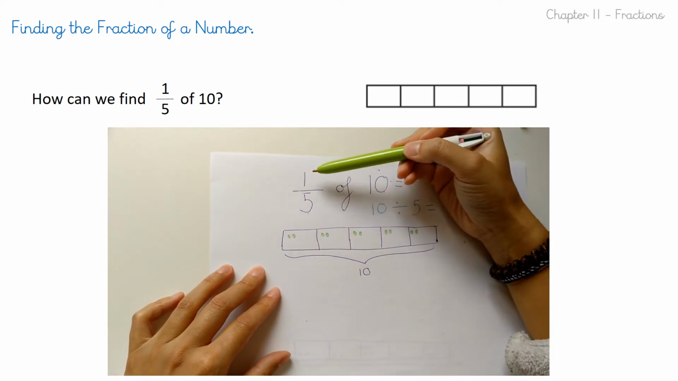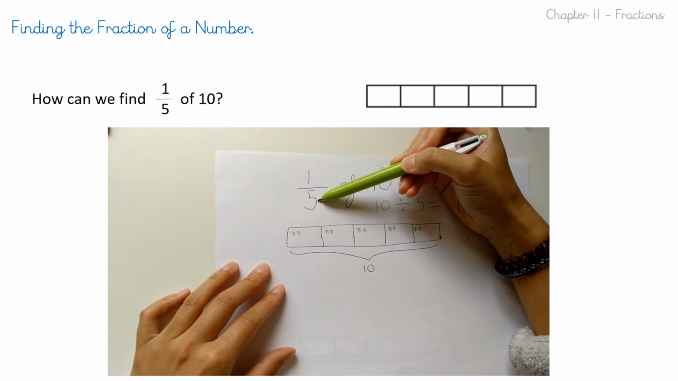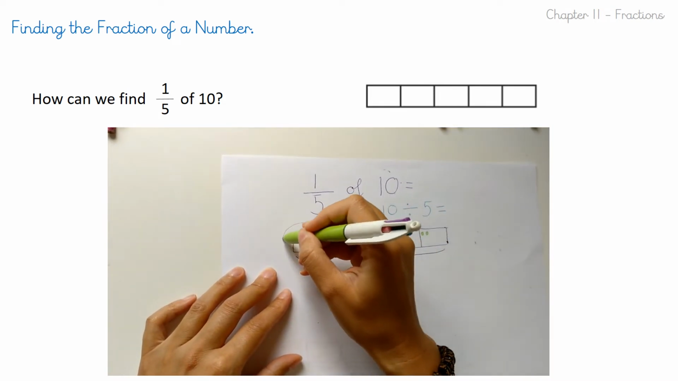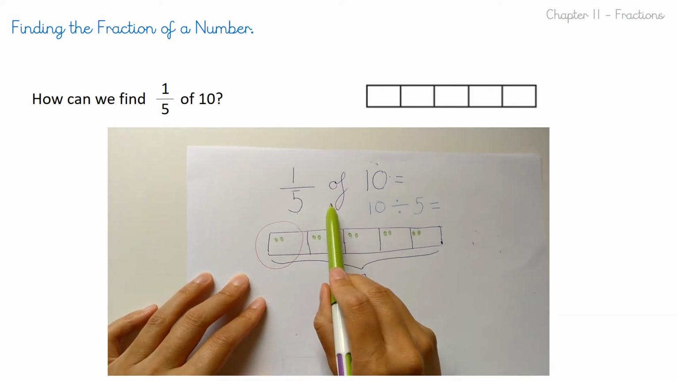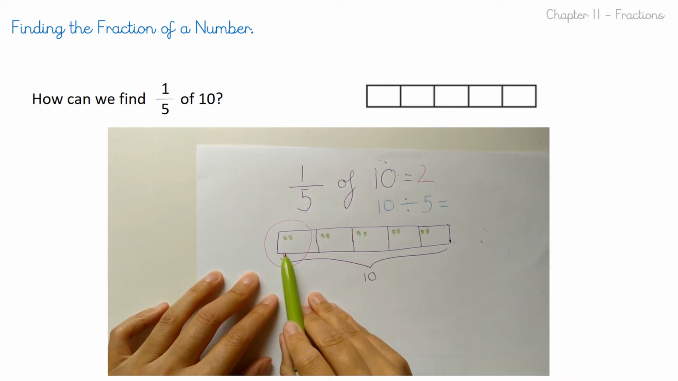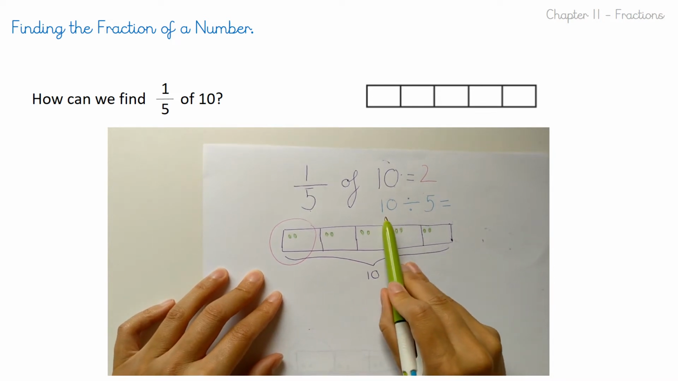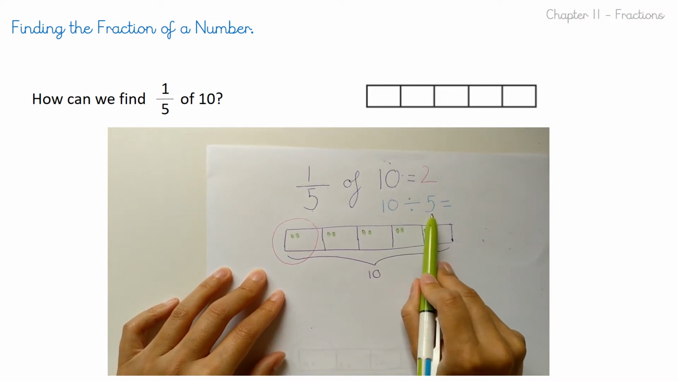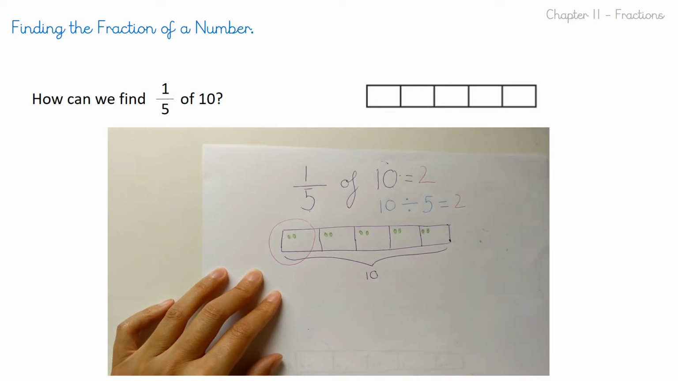Now, how many parts do we need to count? 1, because we want to find 1/5 of 10. So if I look at my bar model, I know that my answer is going to be 2. 1/5 of 10 is 2. Or I could also do 10 divided by 5. 10, my whole, divided by 5, my denominator, 5 equal parts, equals 2.